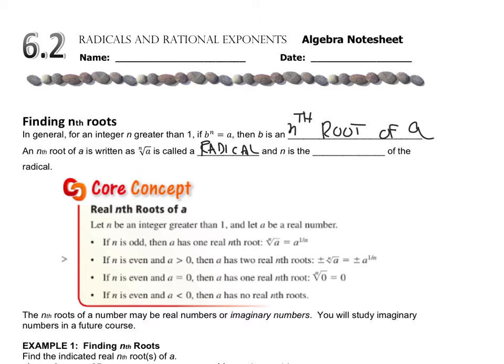And n is the index of the radical. So the n is the thing that's sitting right in here. Notice it's not out in front. We're not multiplying it by, like, the square root of a. This index is sitting right there in the radical. So then what I want you to notice here is we have a couple of things.